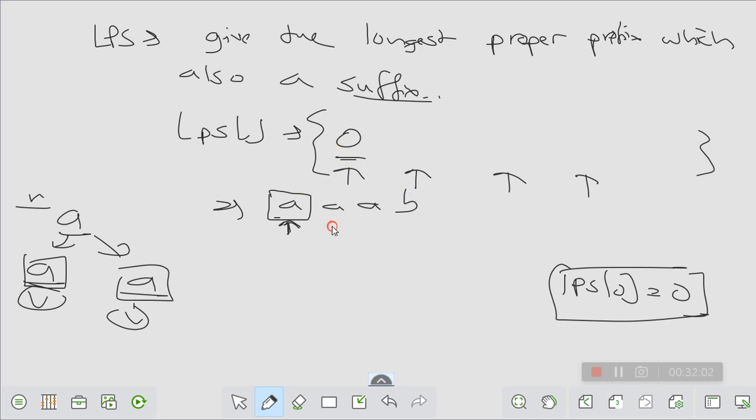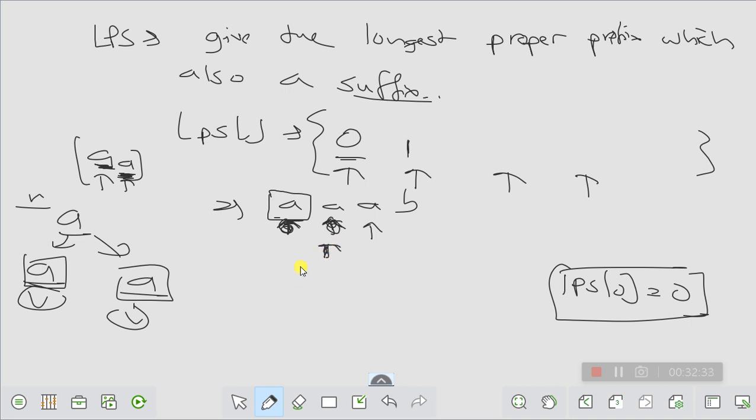Now I'm going to start from this position and check if these characters are matching. So for AA I have the string matching. I have this prefix and this suffix which is matching, so I'm going to write 1 here. Now I'm going to increase my index and the length that I have matched, so I'm going to increase my length as well.